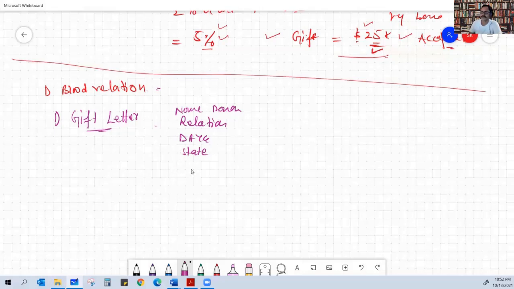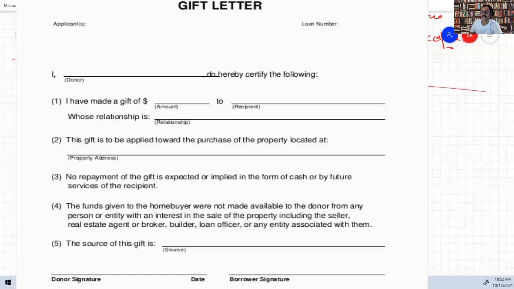Then they can also write the account number or account details that they are going to release their funds from, or if they have already given the funds, that could be written in the gift letter. Okay, so name, relation, date, state, and amount. Obviously, yes, the gift amount also needs to be written.